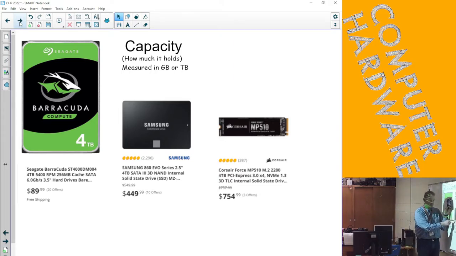This is that drive, by the way. That's an 860. This is an 870. Okay, it's close. So we're looking at $450, and then if we get a 4 terabyte M.2, now we're up to $750. Why would I do that? Because these are increasingly faster.